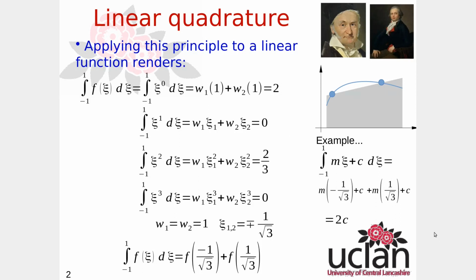However, if we were just to evaluate the function at these special points, these special Gauss points, then you'll find that m times minus the square root of 1 over 3 plus c, plus the function evaluated at 1 over the square root of 3, gives you exactly the same result.